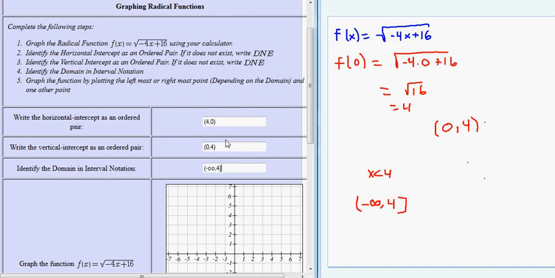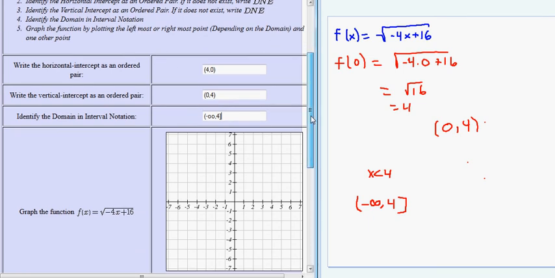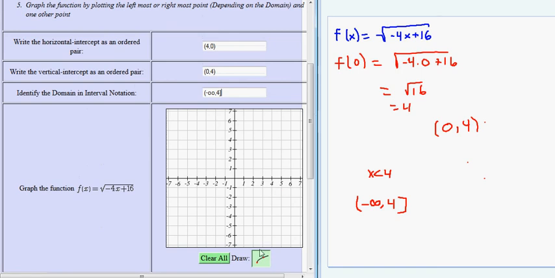Now we're not out of the woods yet. We've just answered the first 3 questions: horizontal intercept, vertical intercept, and the domain. We also have to use what's called this square root tool to graph it. And here's the function. We are to graph it.